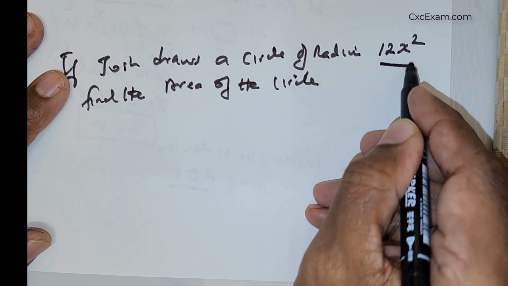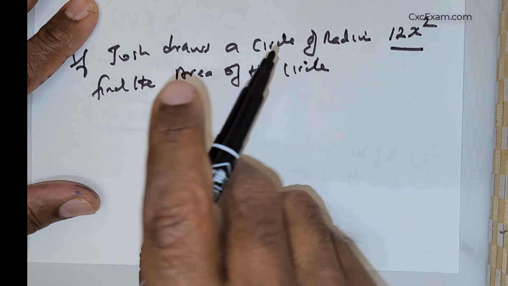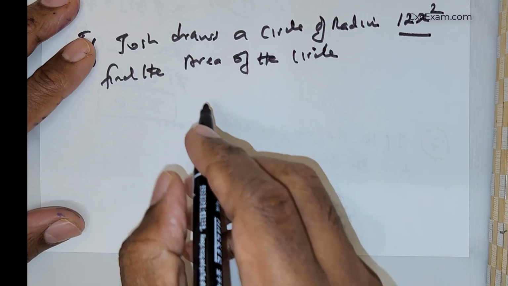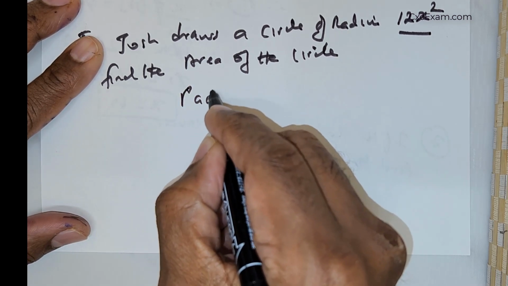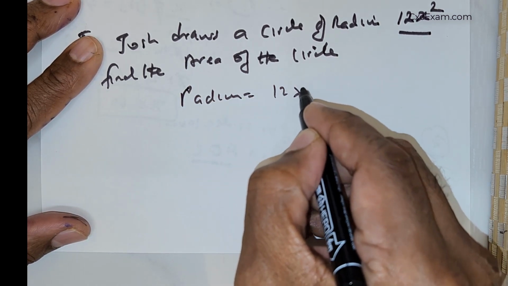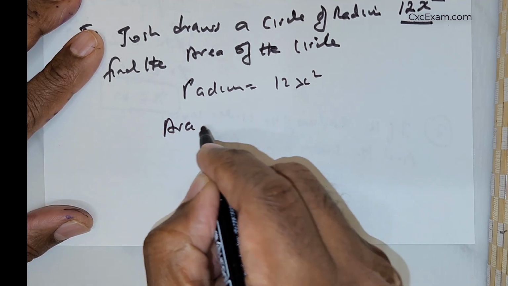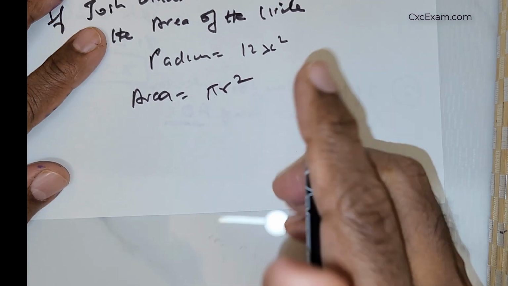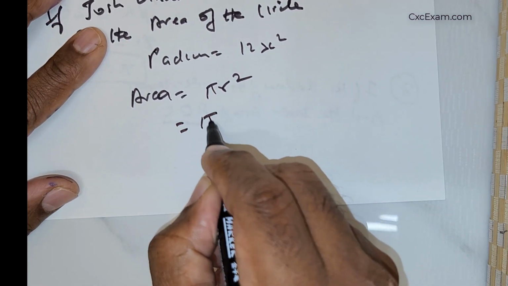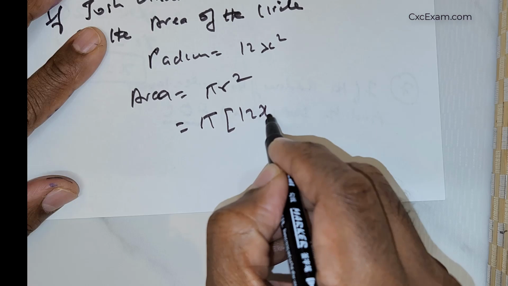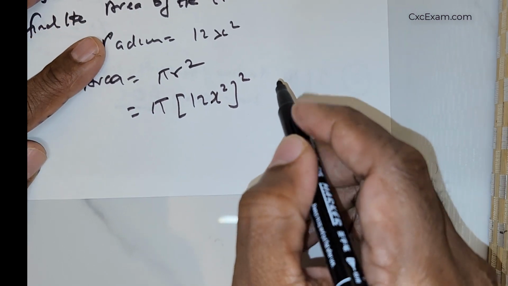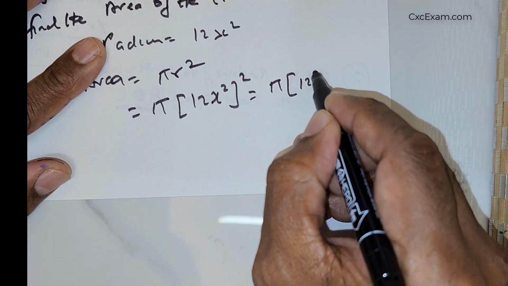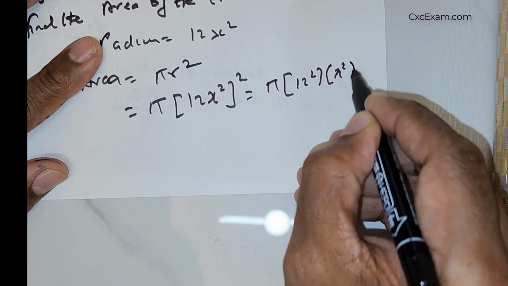Now conventionally this used to be a number, but here we are given the value to be 12x squared. So radius is equal to 12x squared. Now the area of the circle is pi r squared. So this is going to be pi times r, which is 12x squared, the whole squared. So this is pi times 12 squared and x squared, the whole square.